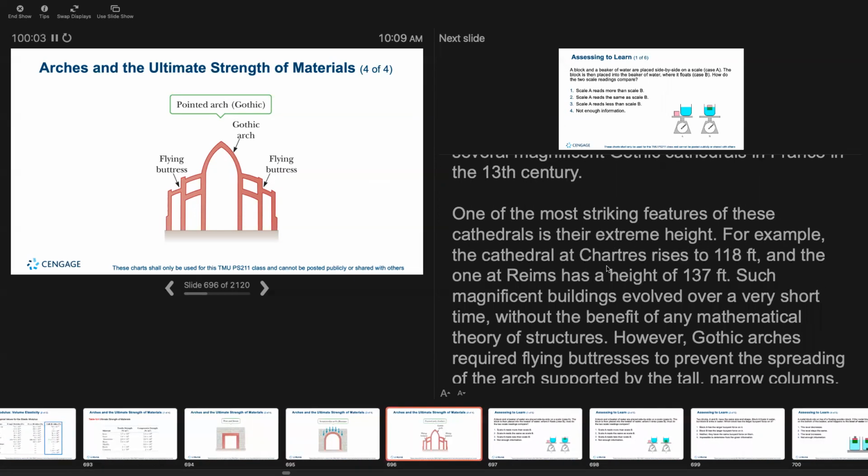For example, the cathedral at Chartres rises to 118 feet, and the one at Reims has a height of 137 feet. Such magnificent buildings evolved over a very short period of time without the benefit of any mathematical theory of structures. However, Gothic arches require the flying buttresses to prevent the spreading of the arch support by tall, narrow columns.